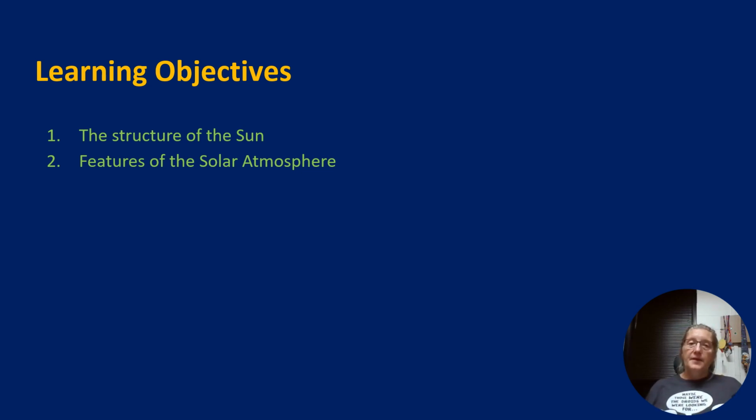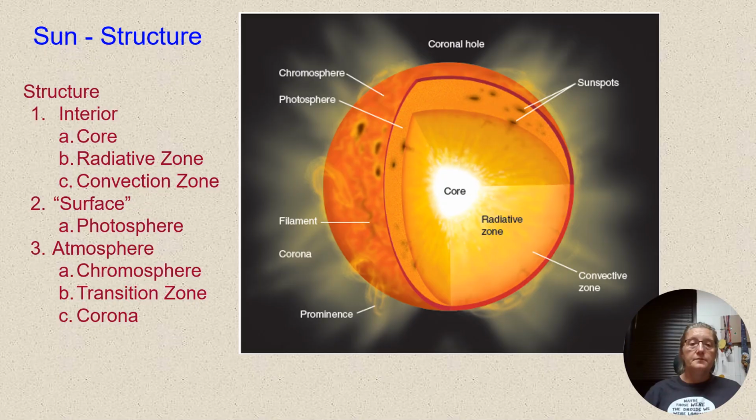What you're going to learn about in this training module is the structure of the sun and the features of the solar atmosphere. So once again, and in the last module, you also saw this same diagram. This is a cutaway diagram showing the various layers of the sun. The interior has the core, okay? The core is where the nuclear reactions occur, the fusion reactions that produce the energy in the sun.